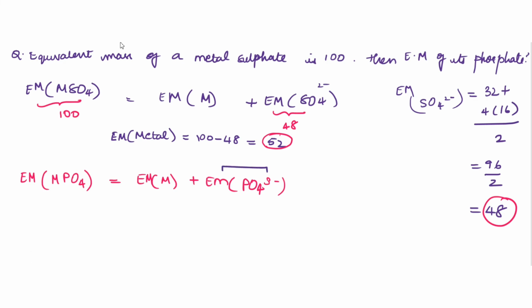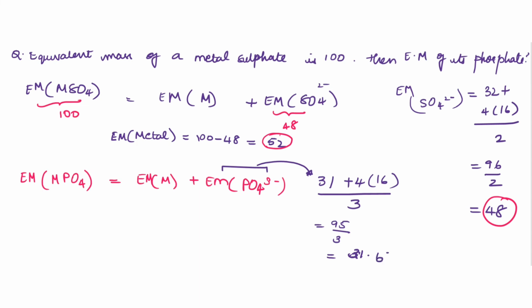How to find equivalent mass of phosphate? Simple. Molar mass by n factor. Molar mass, tell me. 31 is the atomic mass of phosphorus, plus 4 times 16, that's 95. Now tell me what's the n factor of phosphate? It is PO4 3 minus. So there is a minus 3 charge. So n factor is the total charge, 3. So 95 by 3. What do we get? 31.67.